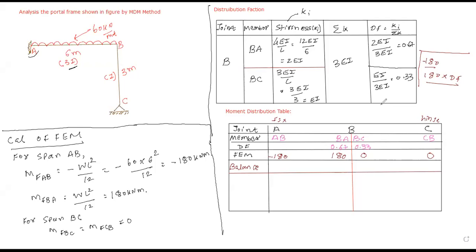Write the value in the chat box. For BA, what is the value of balance? Why 180? How will 180 come? Plus or minus? I want the sign also. Please give me the answer.